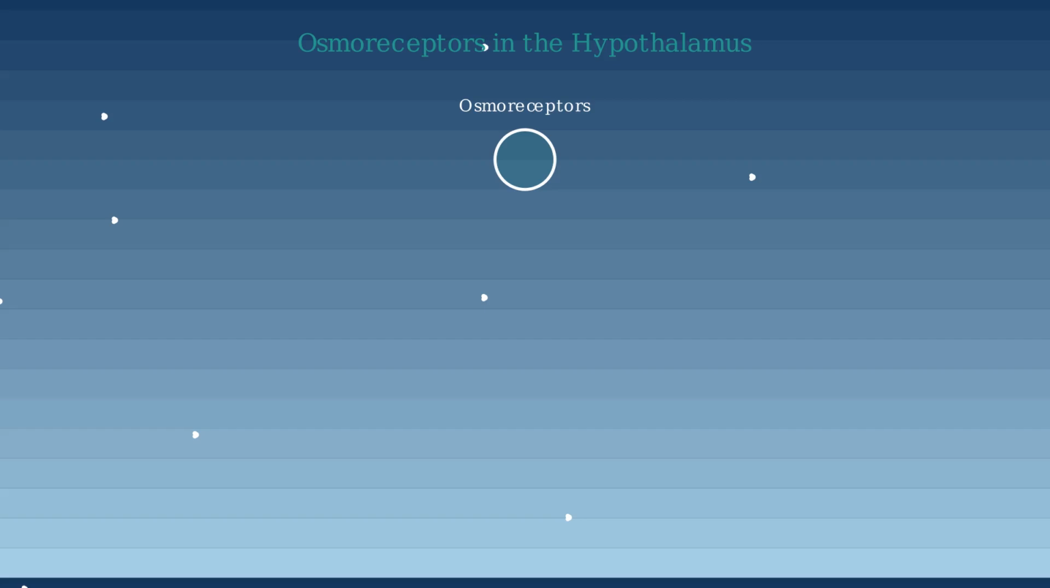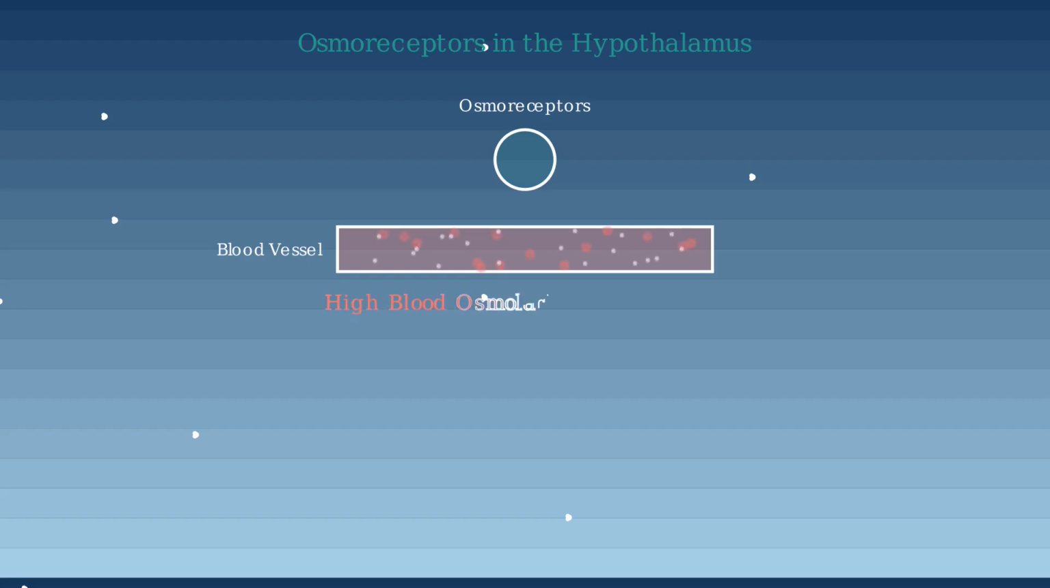Osmoreceptors in the hypothalamus detect changes in blood osmolarity, which is a measure of the concentration of solutes in the blood. When blood osmolarity increases, indicating dehydration, there's a higher concentration of solutes relative to water in the blood. This triggers the release of ADH from the posterior pituitary gland into the bloodstream.